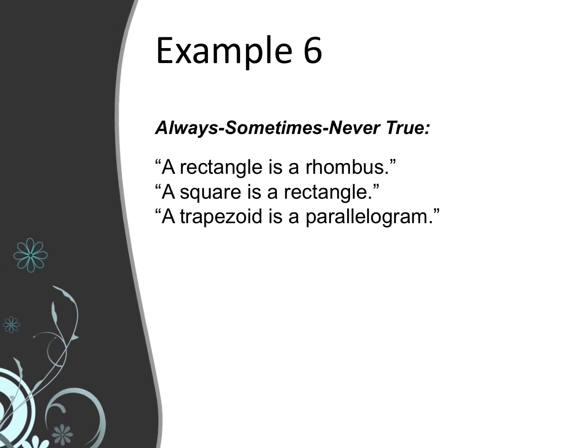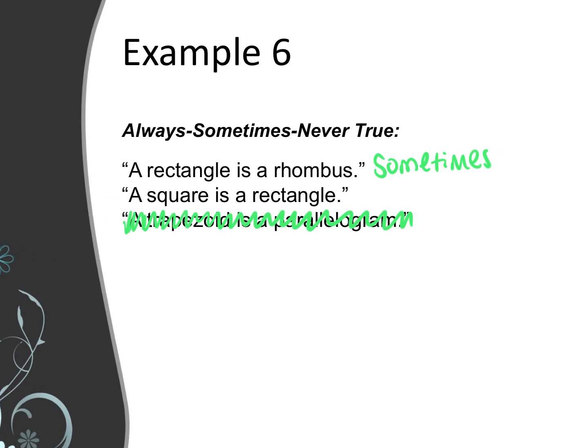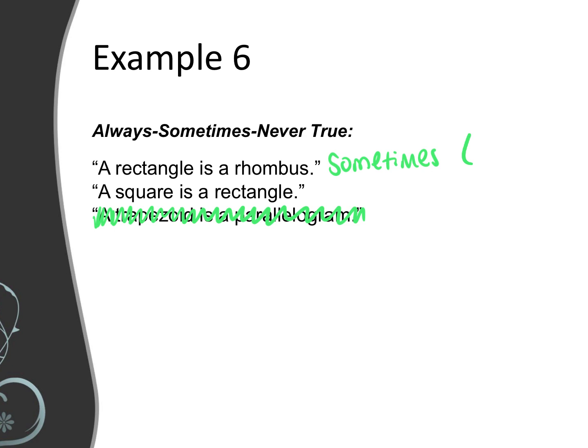Always, sometimes, or never true. Cross out the last one. We have not talked about a trapezoid yet. A rectangle is a rhombus. It's not never. Sometimes. Why is it sometimes? What shape is both a rectangle and a rhombus? Just put a square, okay? If you are a square, you are both a rectangle and a rhombus. But if you're not a square and you're a rectangle, you don't have to be a rhombus.